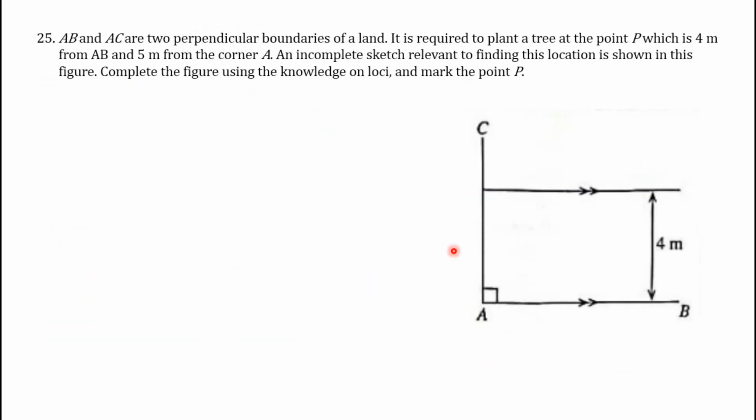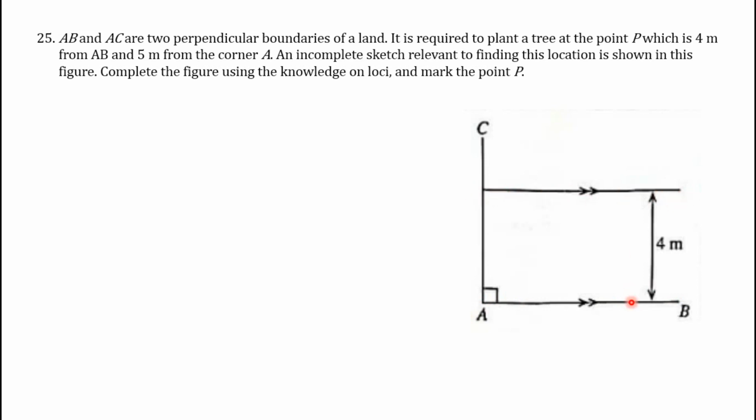Question number 25. AB and AC are two perpendicular boundaries of a land. It is required to plant a tree at the point P, which is 4 meter from AB and 5 meter from the corner A. An incomplete sketch relevant to finding this location is shown in this figure. Complete the figure using the knowledge on loci and mark the point P. So it says they are finding a point to plant a tree, and that point is P, and that P is located 4 meter away from AB. That means 4 meter away from this. So that means it should be going in parallel.